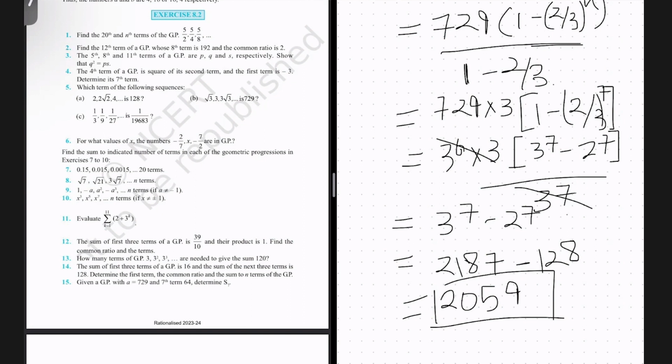And when you have the values of a and r, it's very trivial for you to find out S7. And as you see, we practically skimmed through this question, and we are able to do so because we have already been given the values of a and r, right?